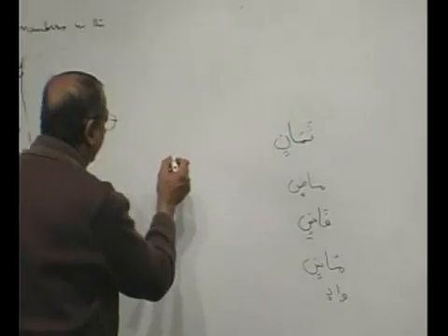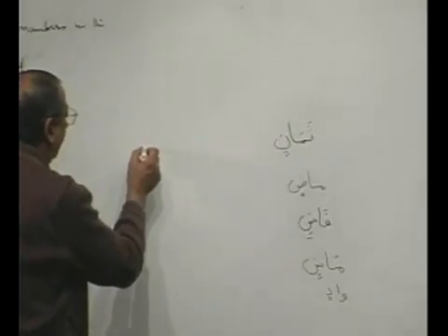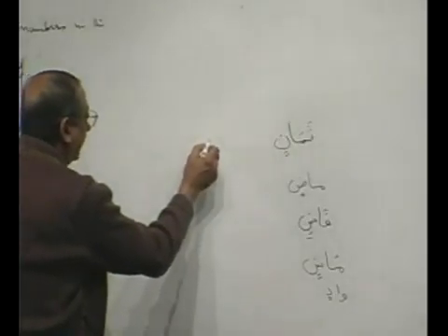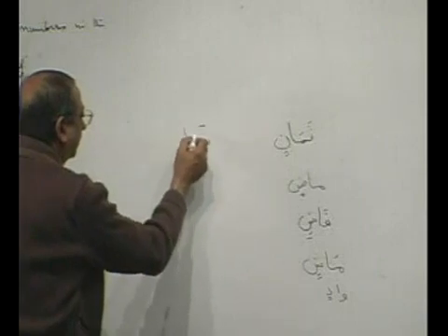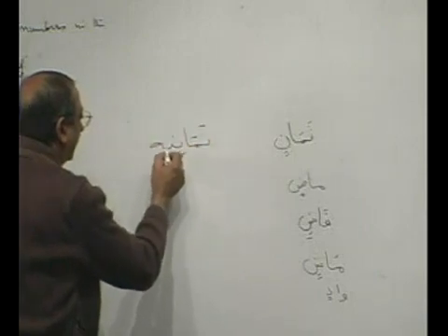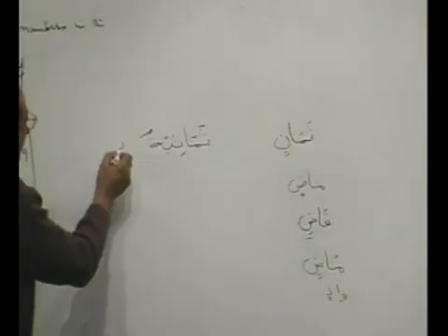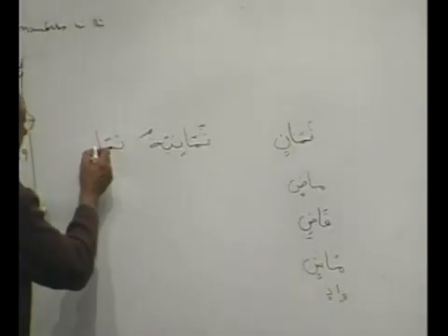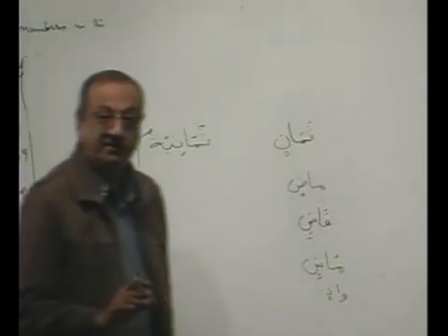So right now we just bear in mind that when you are counting muzakkar, ma'dud, it will become samaniya. And when you are counting muannas, ma'dud, it will become samani. Are you with me? Samani. Okay? So there is a difference.